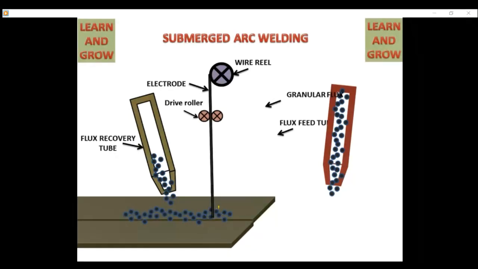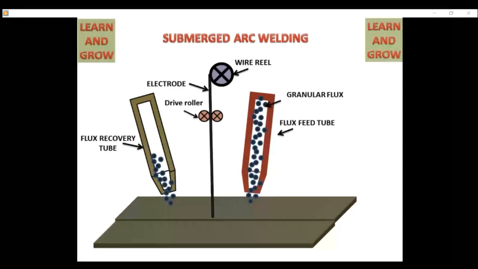So we call it submerged arc welding. So this is submerged. Why submerged? Because the welding is done below the flux that is covering it. However, this is good actually, but limited to horizontal and flat welds.